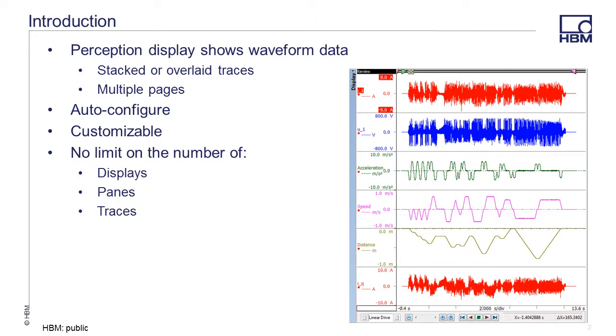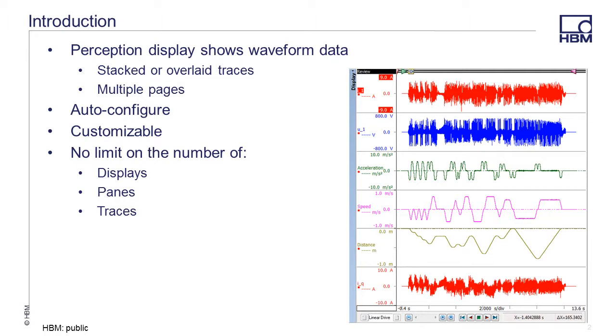Perception can auto-configure a display as it connects to Gen Series hardware. That means Perception determines how many channels are active in the mainframe and automatically creates a display to show all of those channels. The default configuration is 8 panes per page and 1 trace per pane, but the user can change that default if they wish.